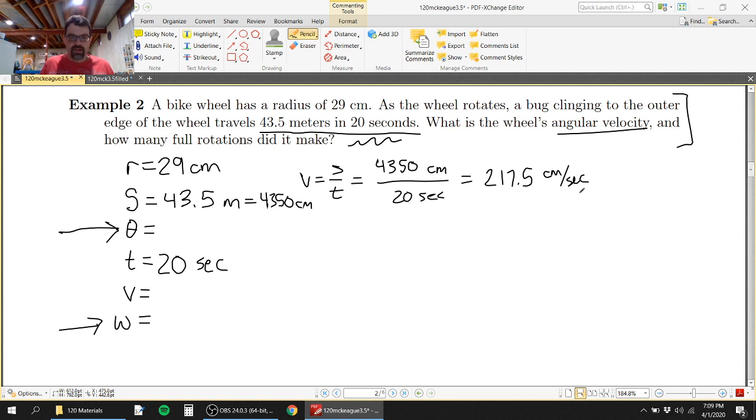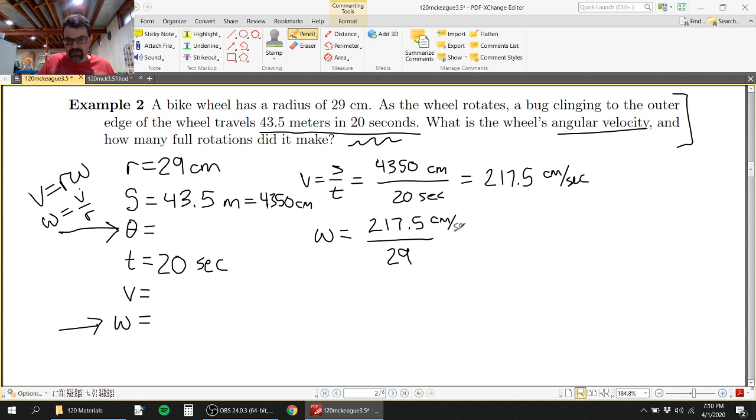So how about getting to omega, or theta for that matter? All right, well, v equals r omega, that's one of our main formulas here. There are 3 letters in there, v and r and omega, and if you know 2 out of the 3, you can figure out the third one. So I'm going to rearrange this. To get omega by itself, I would divide both sides by r, so omega is v over r. So I'm going to put in omega equals v, which is 217.5, over r, which we said is 29.